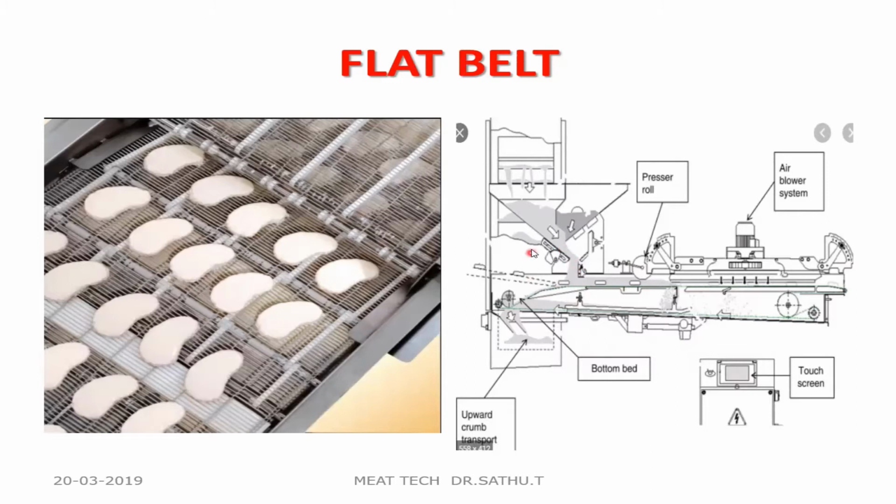The same machines, somewhat the same machines, can also be used for coating. So it moves like this, and the pre-dusting powders will be falling on that. Okay, the excess is removed. Then to stick better, the press rolls can also be used. You can see the air blower also. The air blower will also remove the excess powder on the products.